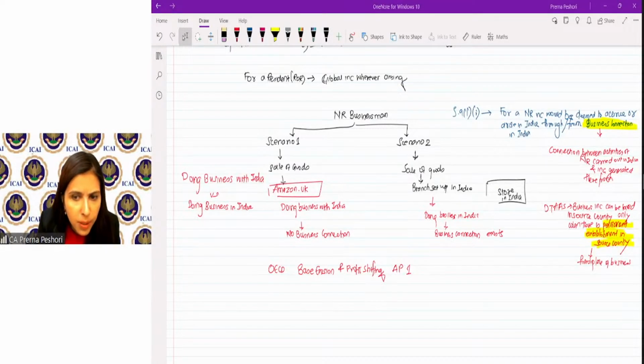Shankara, it should be available. In case it's not available, you can ask them to email you the notes. Okay?